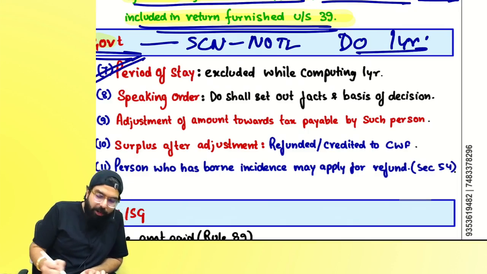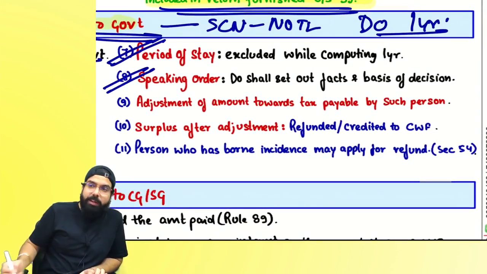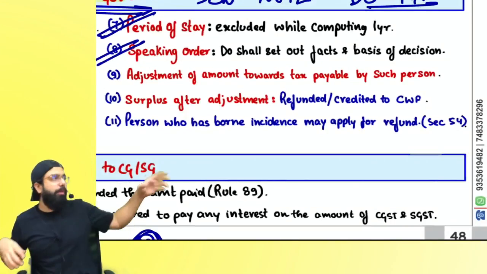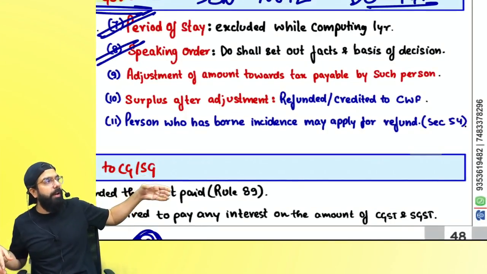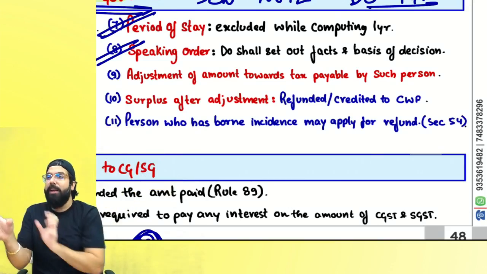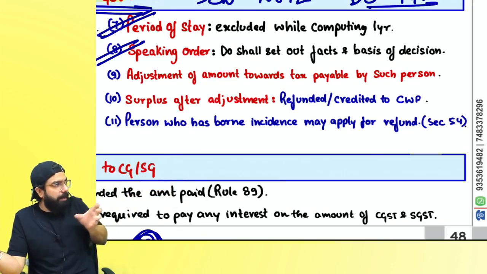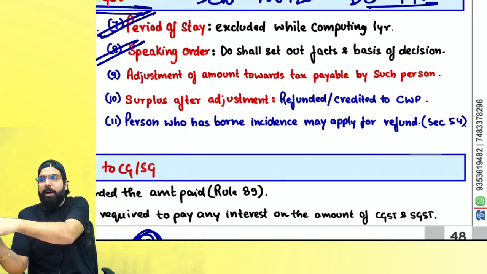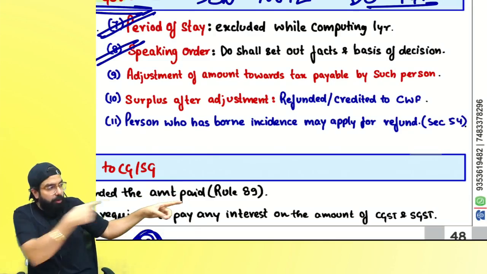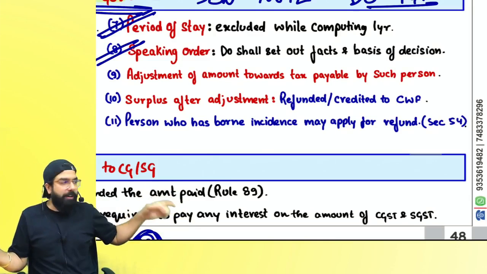Always remember the period of stay has to be excluded. The demand order given will always be a speaking order. Now supposing you have collected an amount from a person and you have paid it to the government, or the government has recovered the amount from you. The government will give it back to the person from whom you had collected, provided this person is traceable.